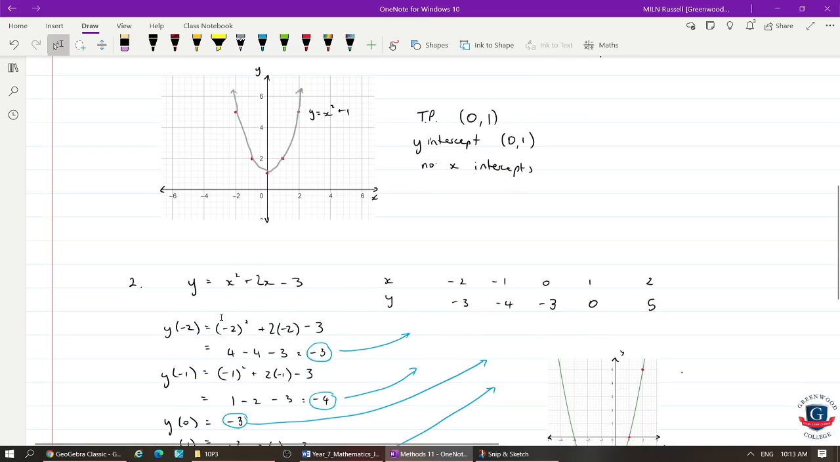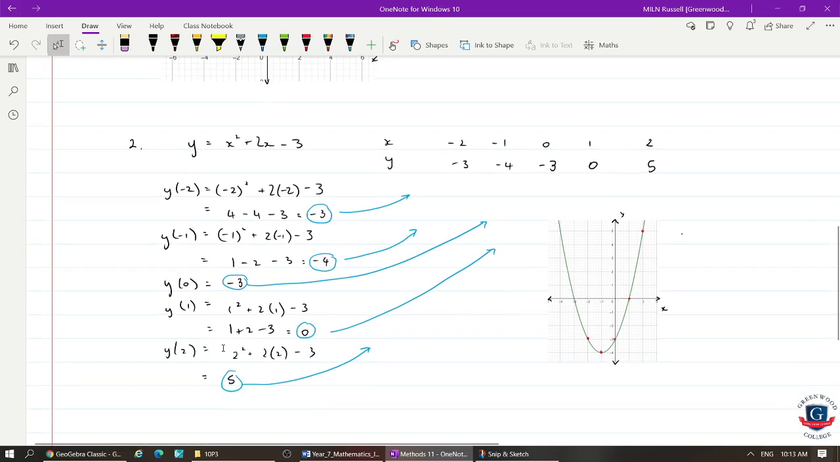Example 2. This one was a bit more difficult, so I've put a bit more detail into it. I've got y equals x squared plus 2x minus 3. And I started with negative 2, negative 1, 0, 1, 2, because I didn't really know what the graph looked like. And substituted negative 2 into here. So negative 2 squared plus 2 times negative 2 minus 3, minus 1 here, minus 1 there. Simplified it here, came out with minus 3, put it into my table. Did the same for minus 1, put minus 1 into the equation, found the values, simplified, substituted it into my table.